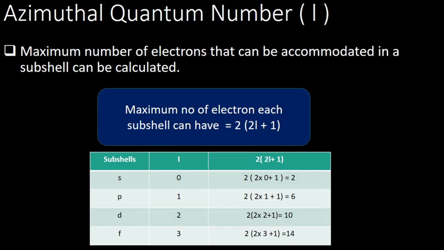So for S, L is 0. So 2 into 0 plus 1. 2 into 0 is 0, 0 plus 1 is 1. So 2. So the maximum number of electrons the S orbital can accommodate is only 2. Now for P, what happens? 2 into 1 plus 1. 2 into 1 is 2, plus 1 is 3. So 3 into 2 is equal to 6. So in P, we can accommodate a maximum of 6 electrons. Now for D it is 10, and for F it is 14. We calculate this using the expression 2 into 2L plus 1.